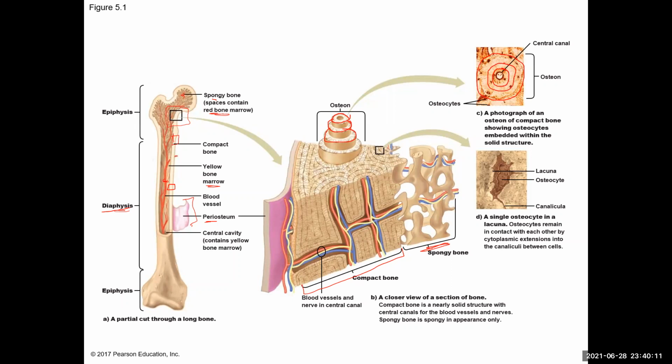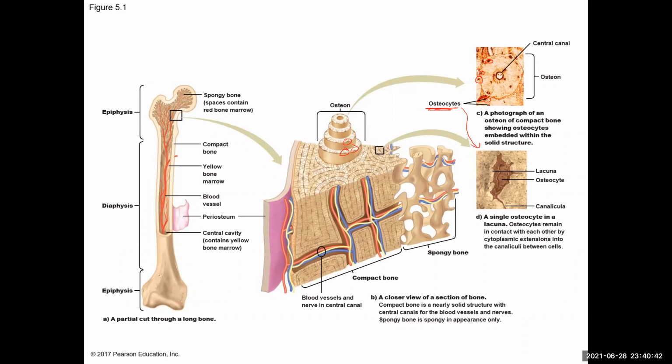Okay. Now within these circles, let me erase some of this stuff. Within these circles, you'll see these dark spots here. Okay. These dark spots are the mature bone cells. These are the osteocytes. So you can see that here. Right? So those are your osteocytes.